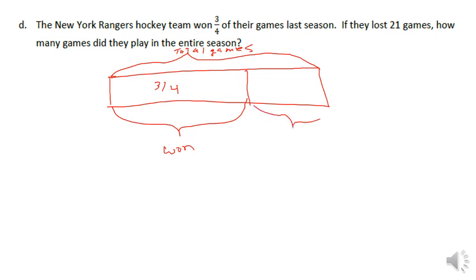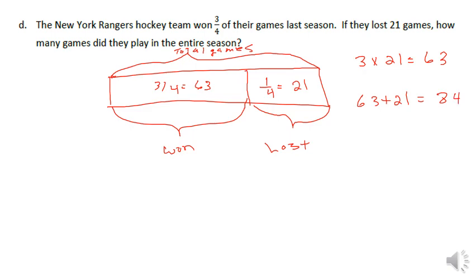And that means that they lost 1/4. And it says they lost 21 games. Well, 1/4, they're telling us right there, equals 21. So in order to solve for 3/4, that's going to be 3 times 21, which equals 63. Now to find the total games, we have 63 plus 21, which gives us 84. Total games was 84.